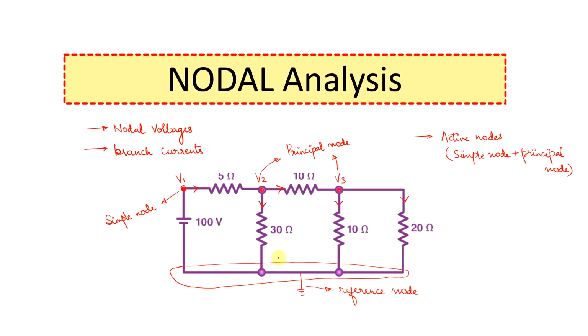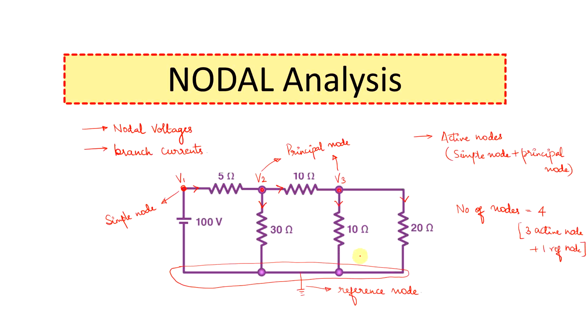So if you have to count the total number of nodes present in this particular circuit, when you do not have any circuit element connected between two nodes, you can consider it as a single node. Actually in total there are 4 nodes. One simple node, that is V1, principal nodes V2 and V3, and this reference node, which is another node. So in total the number of nodes is 4, wherein you are considering 3 active nodes and 1 reference node. Moving on, let us see how we can solve the numericals using nodal analysis.